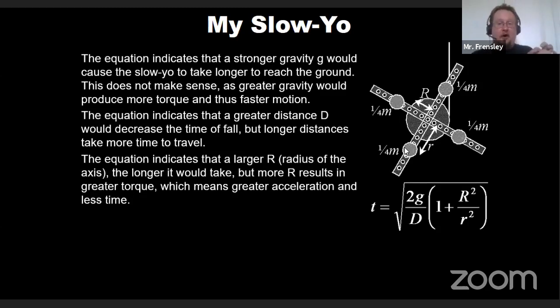The big R should be in the denominator because the bigger the axis is, the more torque there will be, R times F, right? The bigger the torque, the faster it'll accelerate, and the faster it'll go toward the ground. It'll take less time. So the big R should actually be in the denominator. More central axis radius, more torque, more angular acceleration, less time.